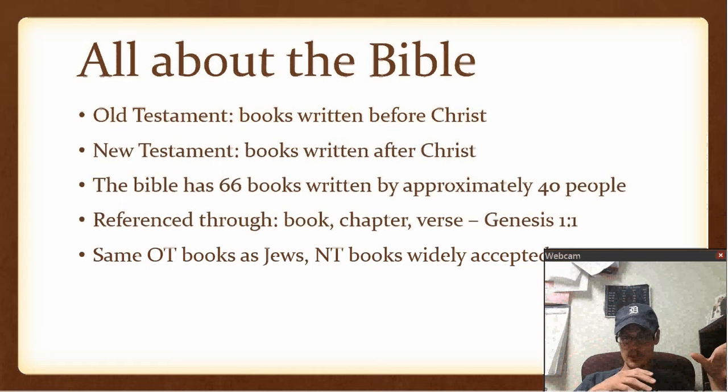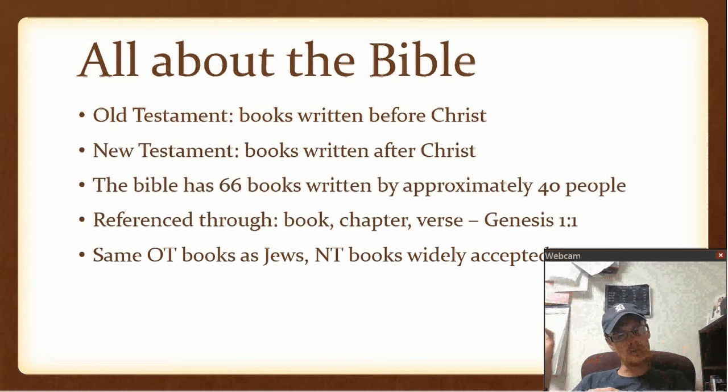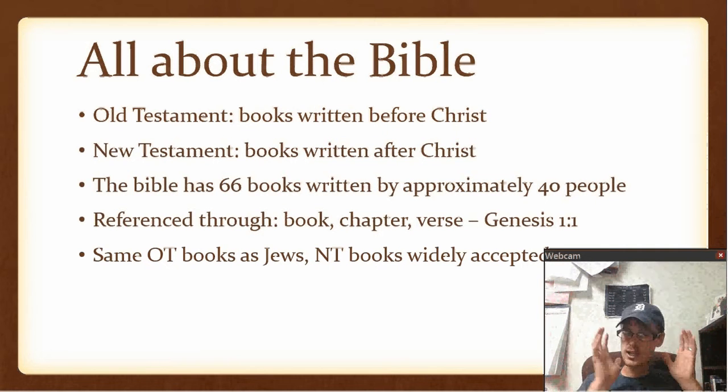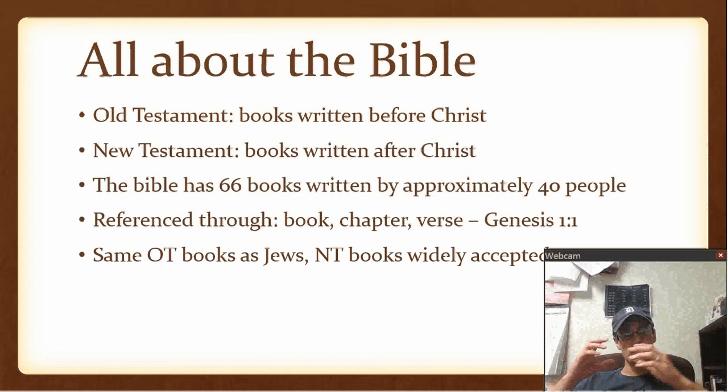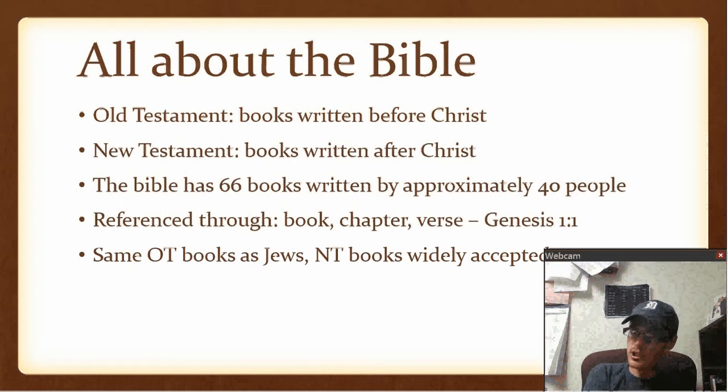And I have other videos on YouTube talking about how a book ended up in the Bible and whatnot. But that's just a little bit too advanced for this class. I just want to keep things kind of simple. So the books in the New Testament are books that were widely accepted and were actually from the people who wrote them. And the Old Testament books are books that the Jews actually had in their Bible.